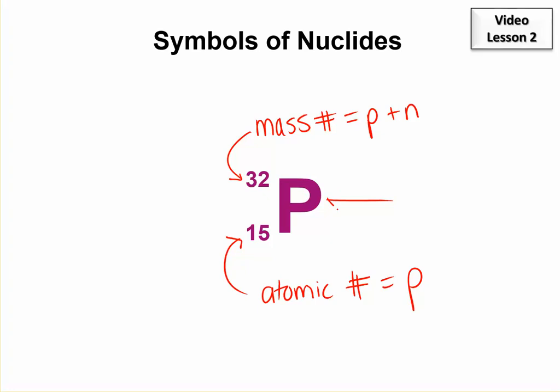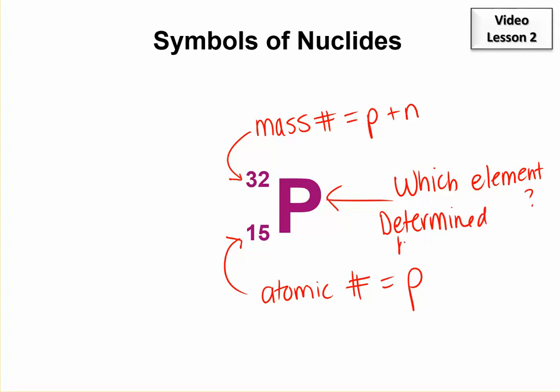The element symbol depends on the number of protons. So this number down here and the element symbol are actually redundant. With phosphorus as the element, this number down here would have to be 15. We sometimes put it there because it's convenient for another reason.